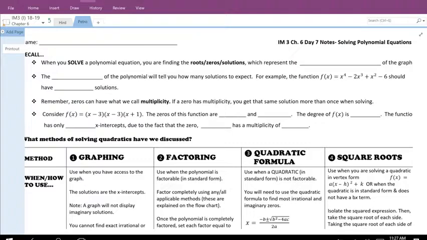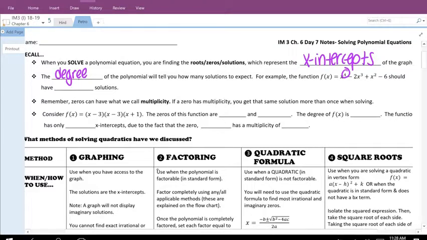When you solve a polynomial equation, you are finding the roots, the zeros, the solutions, which always represent those x-intercepts, which we have talked about in chapter 4. The degree of the polynomial tells you how many solutions you should have. Remember that the degree is the highest exponent you see. For example, the function x to the fourth, I would circle that little 4 right there. That tells me how many solutions I should have.